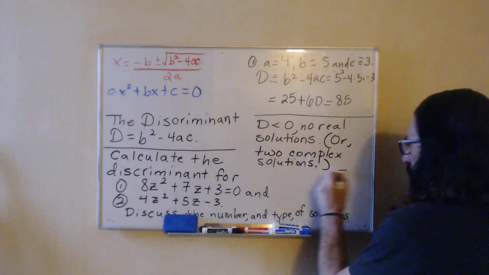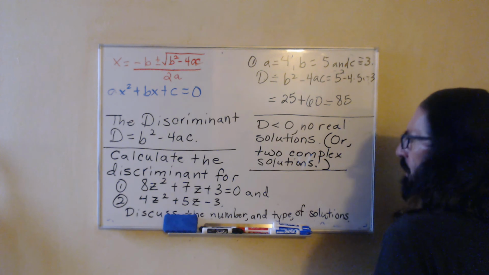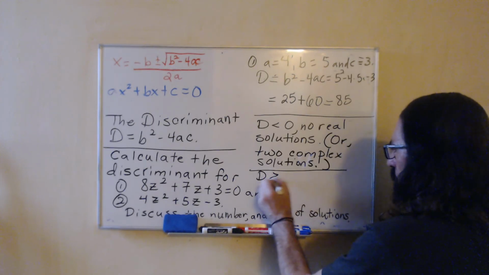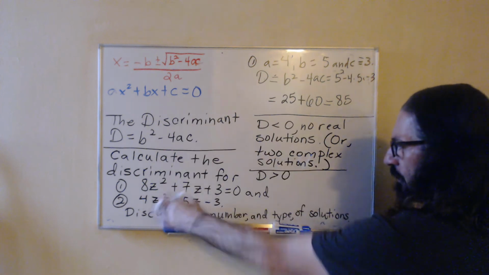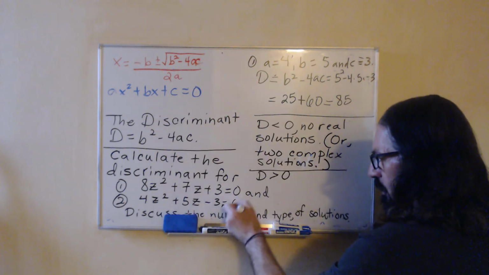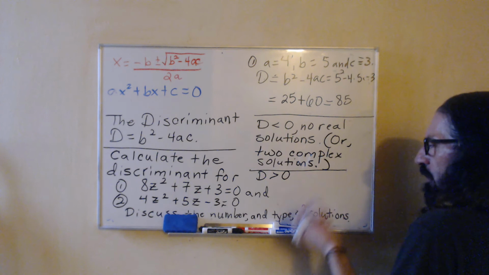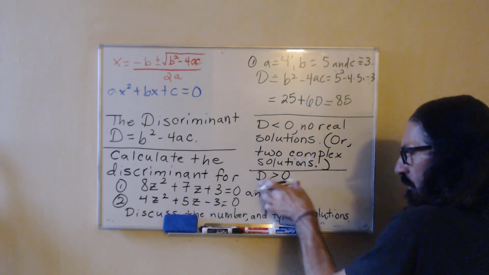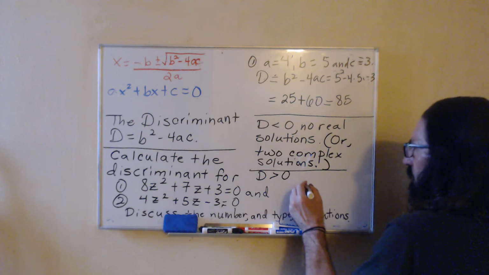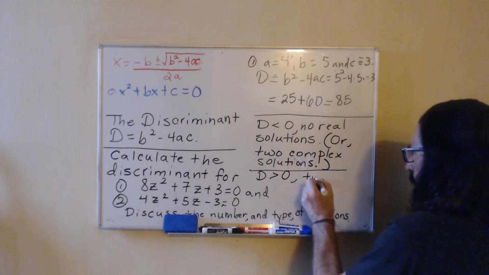If you're looking for real solutions, if you were continuing to solve that second equation, and I left out the equals 0 part there too, if the discriminant is positive, there are 2 real solutions.